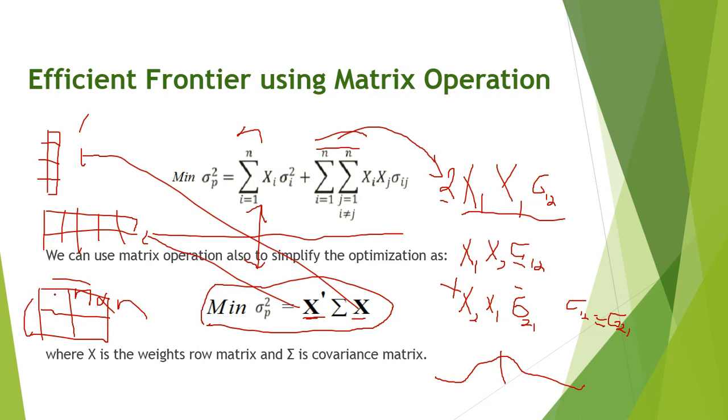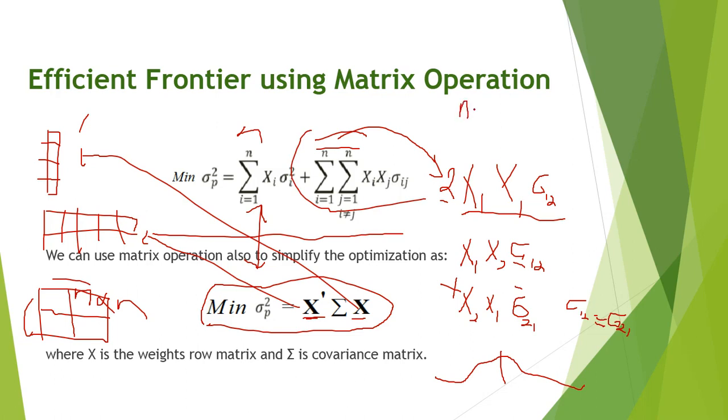There are n rows, there are n columns. It's an n by n matrix. We will be using this when we are running the Excel. This thing makes things simpler. When we've got, for example, 100 assets, we want to optimize it. It is very difficult to write this formula for 100 assets.